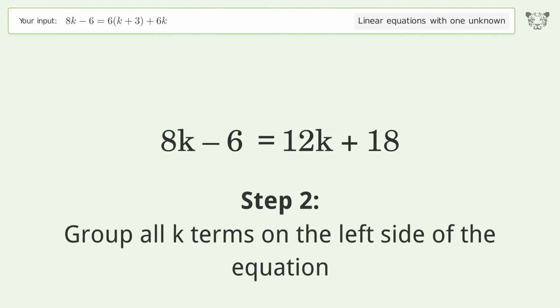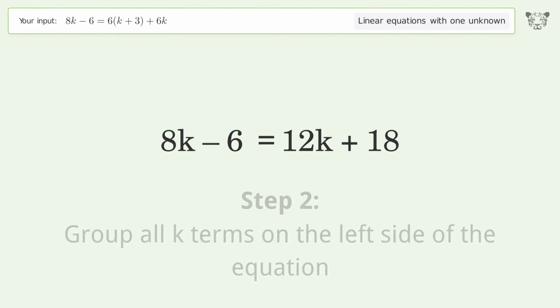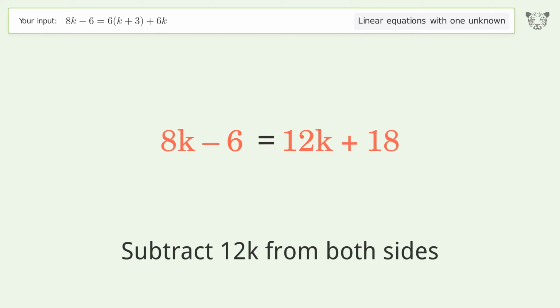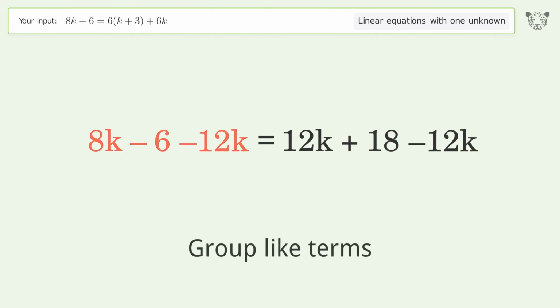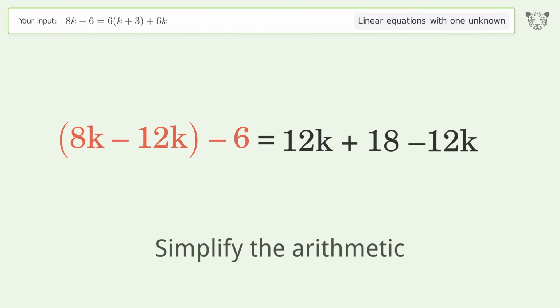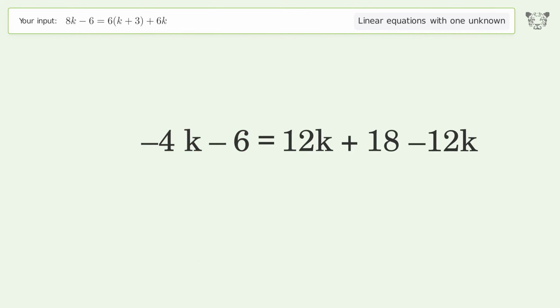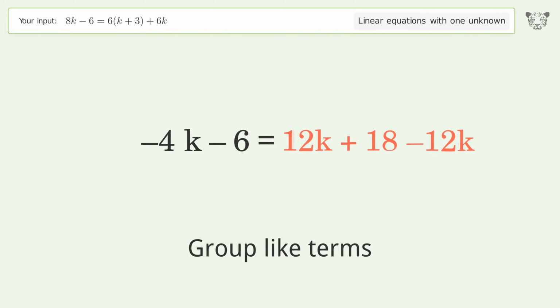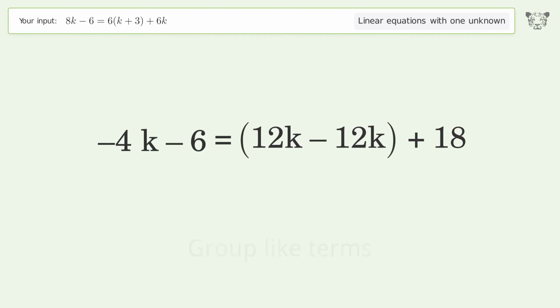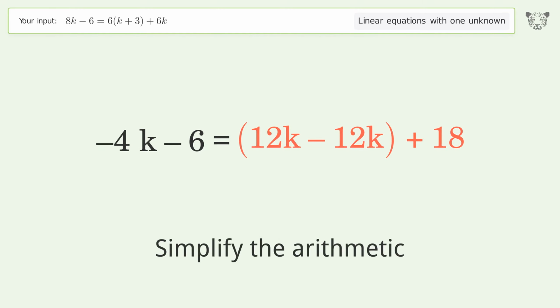Group all k terms on the left side of the equation. Subtract 12k from both sides. Group like terms. Simplify the arithmetic. Group like terms. Simplify the arithmetic.